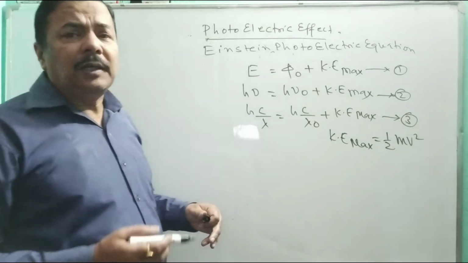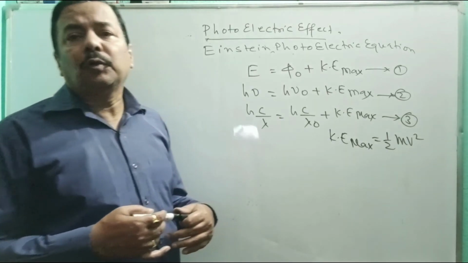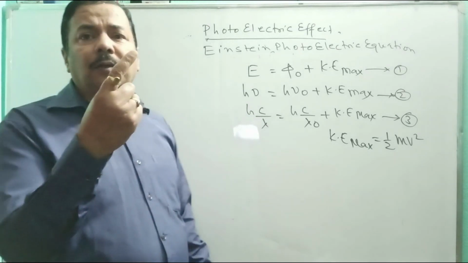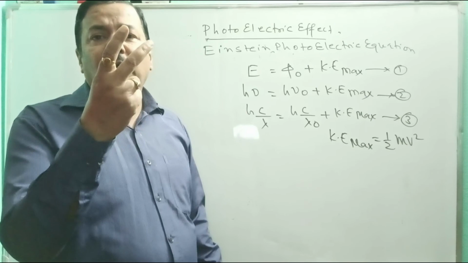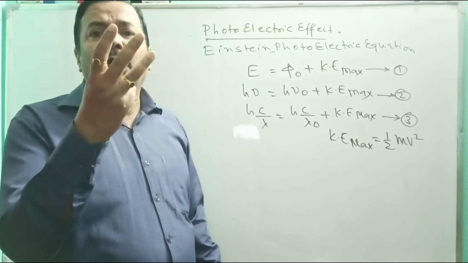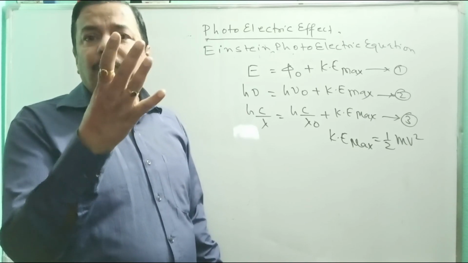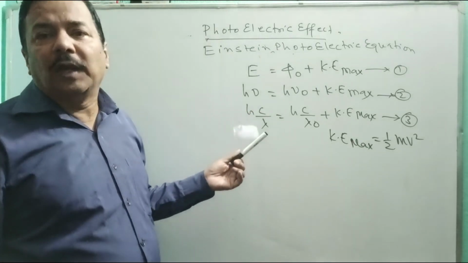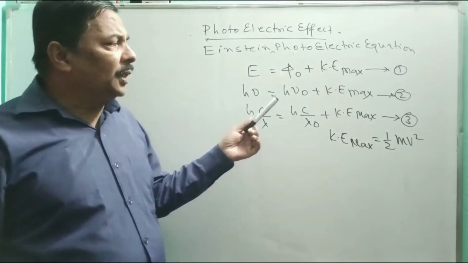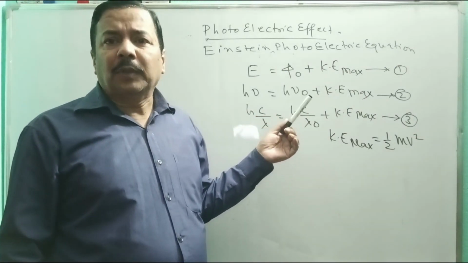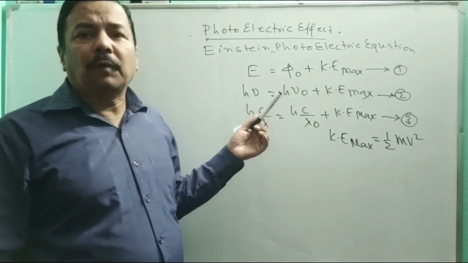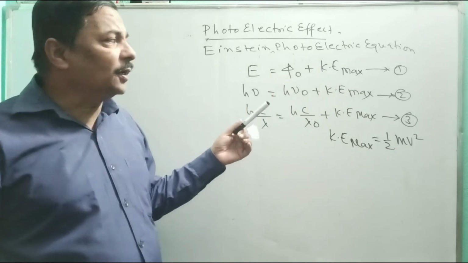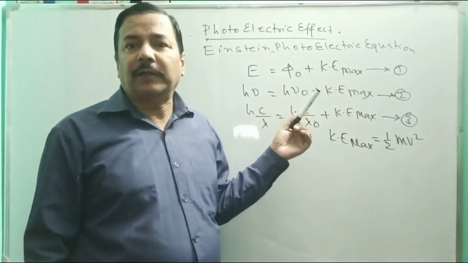So up till now, what have we understood? First, what is the photoelectric effect? Second, what is threshold frequency? Third, what is threshold wavelength? Fourth, what is work function? And fifth, what is Einstein's photoelectric equation? I hope that this much discussion on the basic fundamental concept of the photoelectric effect makes you confident in understanding the concept of the photoelectric effect.